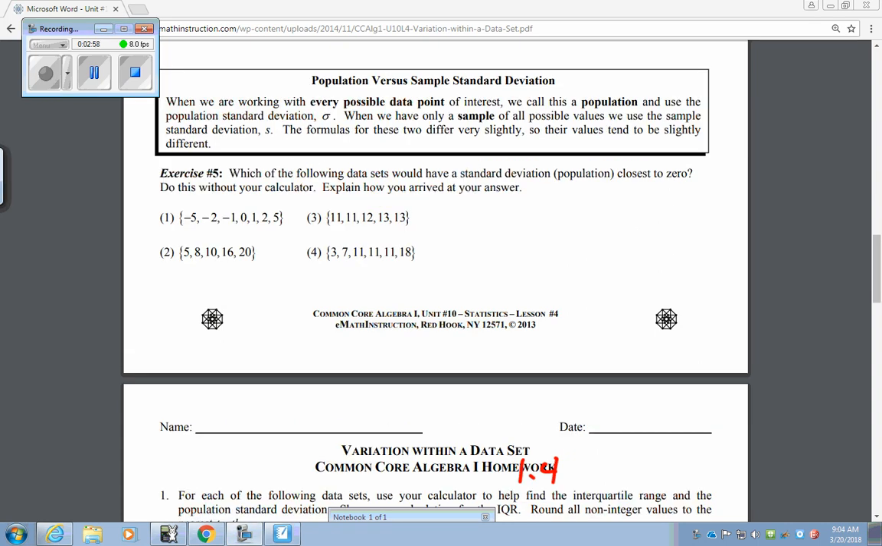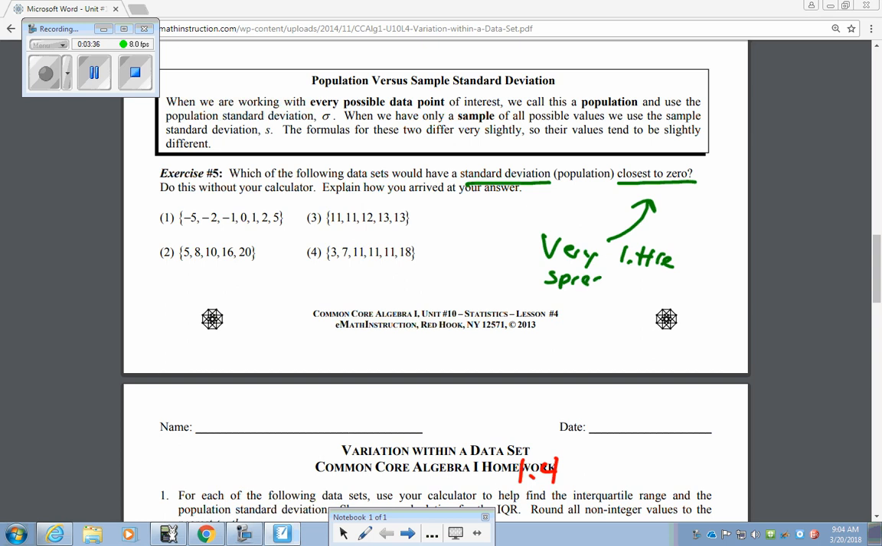Now I move to exercise number 5, and exercise 5 talks about 4 different data sets, and it's asking which of the data sets would have a standard deviation closest to 0. You could, if you wanted to, put all the sets of data into the stat section, go to one variable stat, and see what you get for answers. But if the standard deviation is close to 0, that means there's very little spread in the numbers.